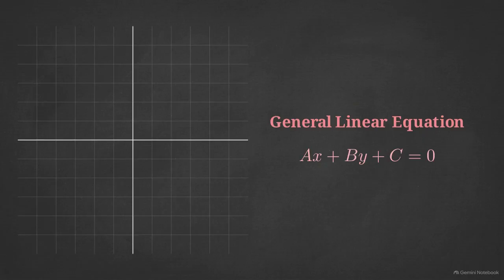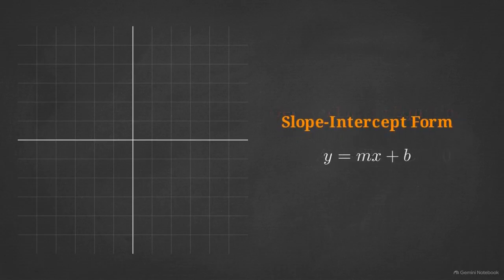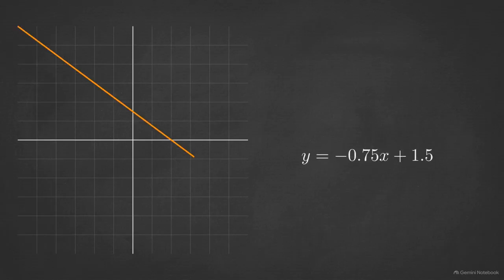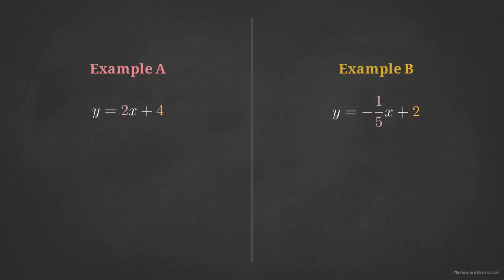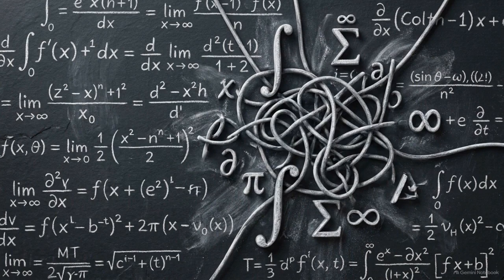Sometimes a map uses a format called the general linear equation, ax plus by plus c equals 0. As long as there are no exponents on the letters, this blueprint will always result in a perfectly straight line. We can translate this into our familiar form. For 3x plus 4y minus 6 equals 0, we shuffle the terms to get y by itself. We can do the same for 2x minus y plus 4 and x plus 5y minus 10 until the slope and intercept are clear. This shuffling process is essential for advanced calculus, where you'll often have to pull specific information out of equations where variables are all tangled together.